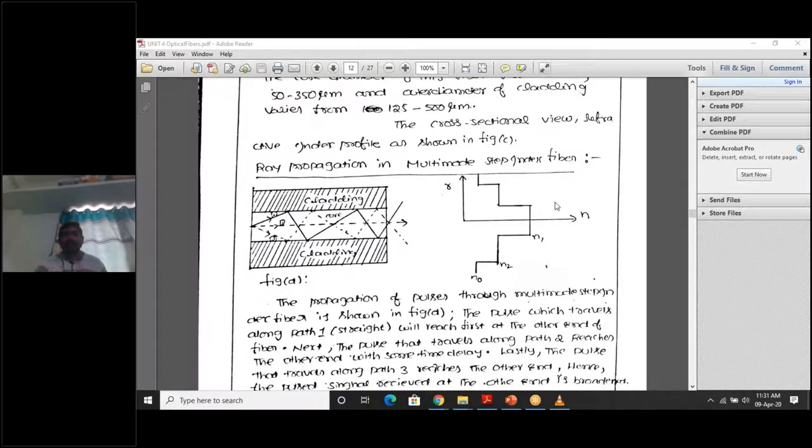This is the problem with intermodal dispersion. It is the problem with the multimode step index optical fiber. This is the disadvantage.